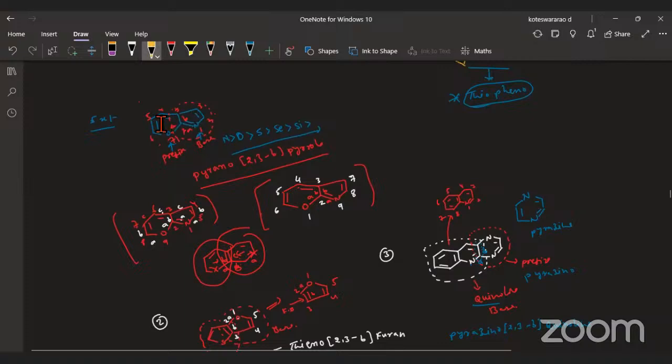Here, when two heteroatoms are present in the two fused rings, we need to decide which one has the highest priority, where we need to start the numbering. The priority order is nitrogen, oxygen, sulfur, phosphorus, selenium. This order we need to follow. In such a case, based on this order, the numbering starts from the nitrogen: 1, 2, 3, 4, 5, 6, 7. This is the original molecule numbering.